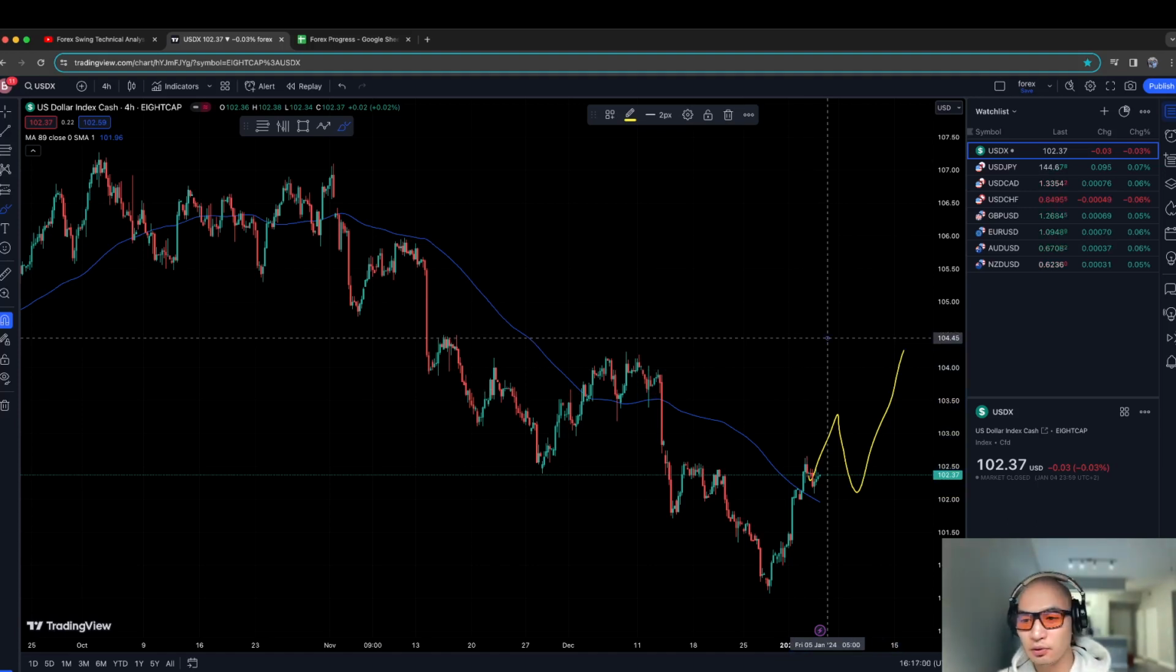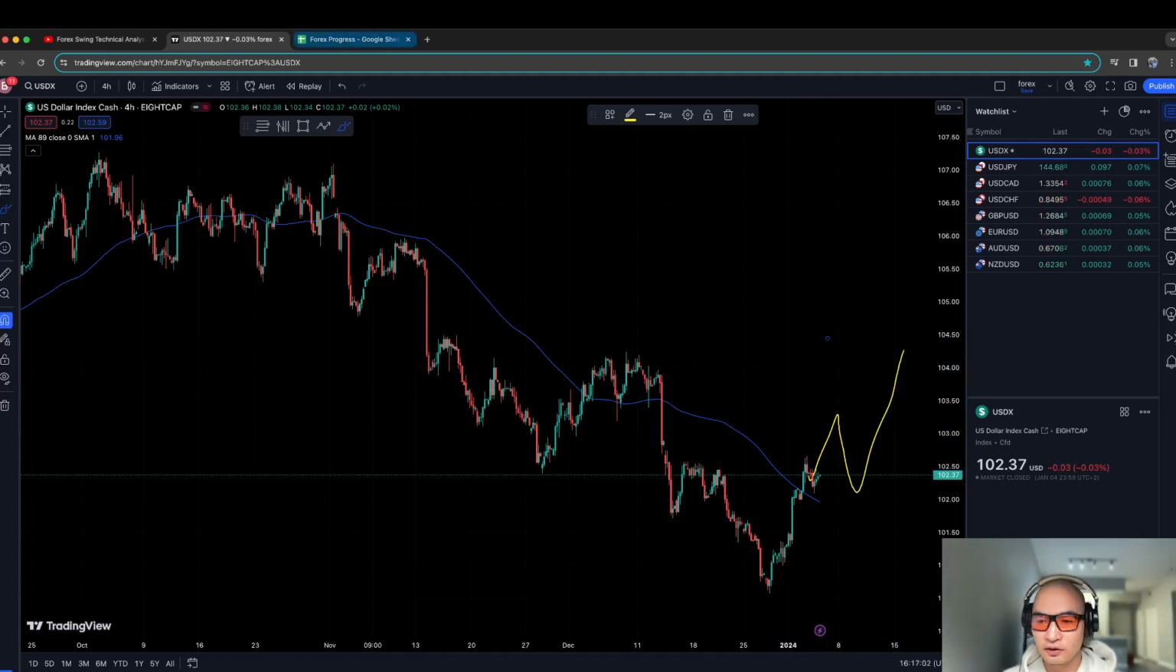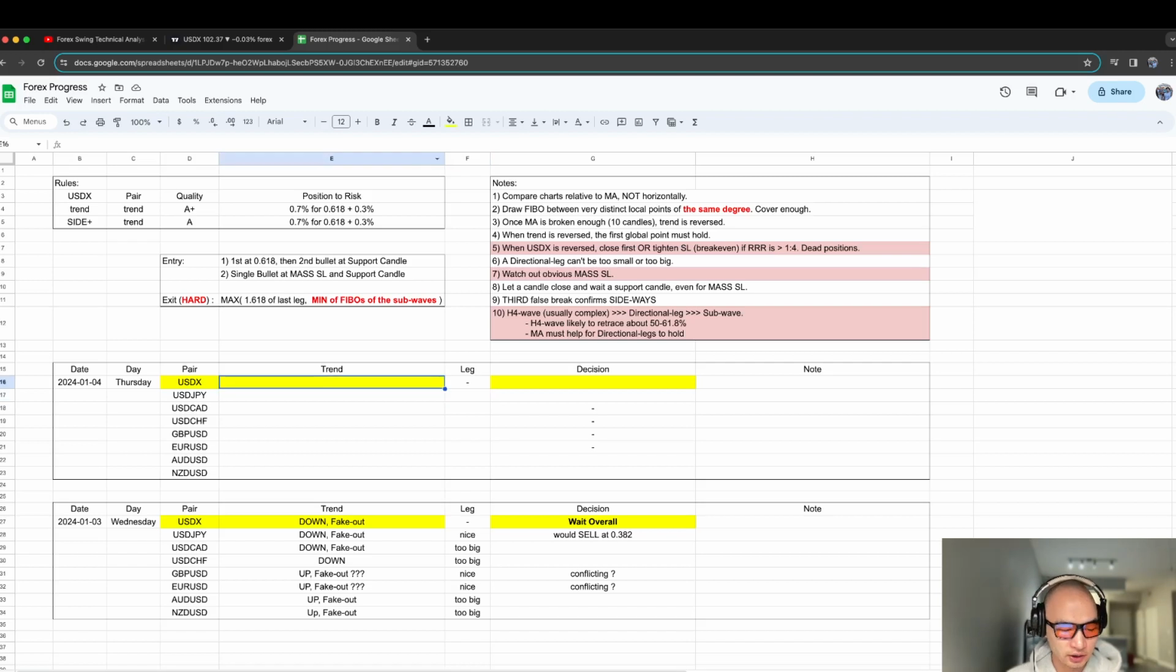Now let's continue to fill our sheet. So we have USD index's trend is up. What does it mean, guys? Look for opportunities to buy dollar, and we will look for those opportunities from these other pairs.